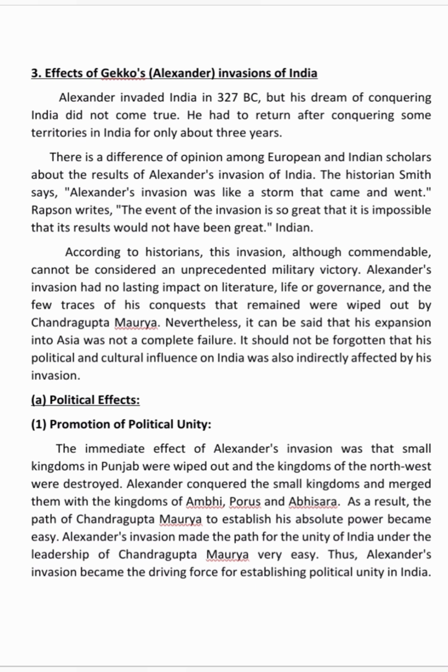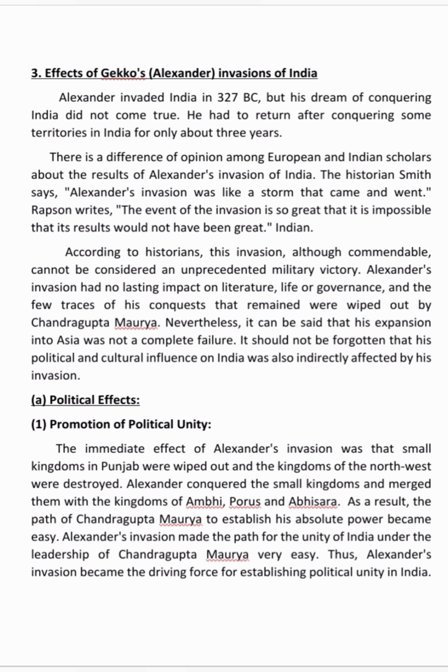Rapson writes, the event of the invasion is so great that it is impossible that its results would not have been great. Indian historians say this invasion, although commendable, cannot be considered an unprecedented military victory. Alexander's invasion had no lasting impact on literature, life, or governance, and the few traces of his conquests that remained were wiped out by Chandragupta Maurya.